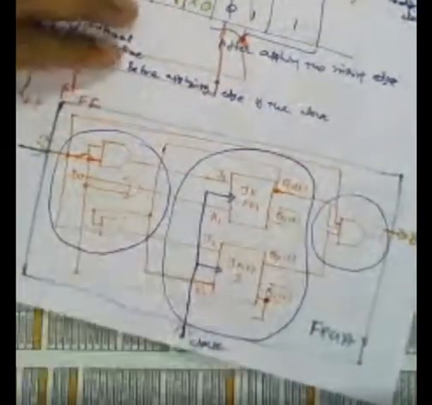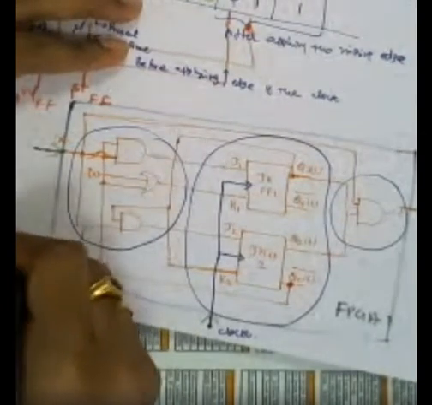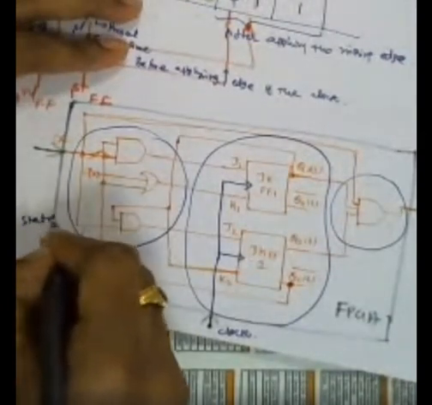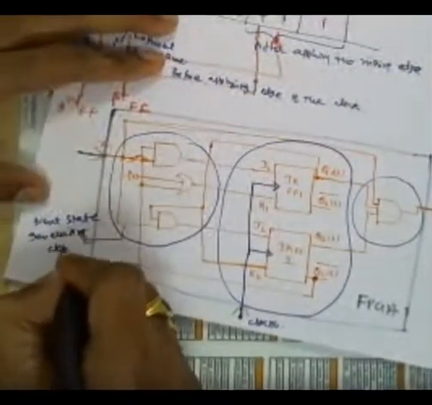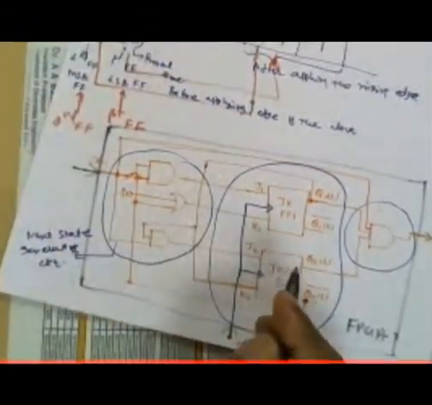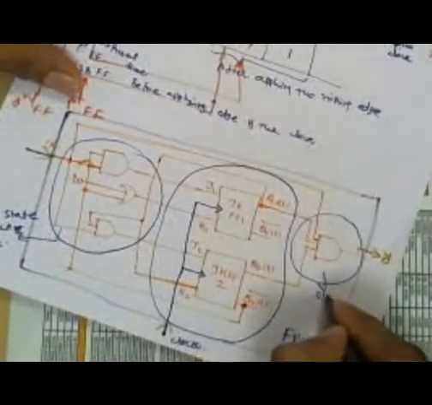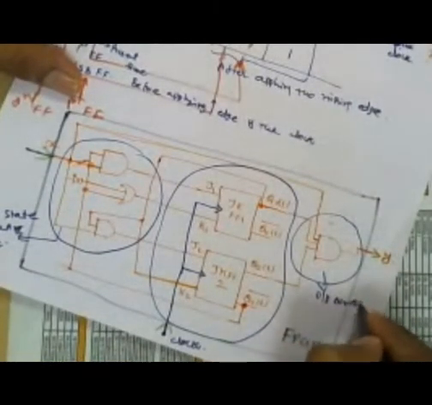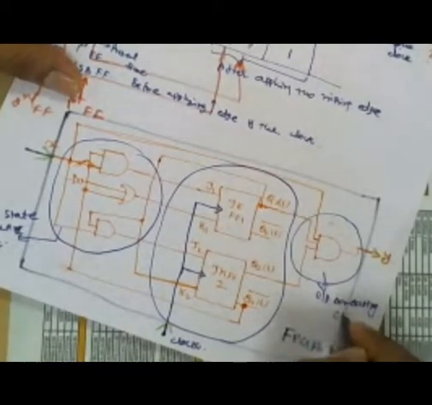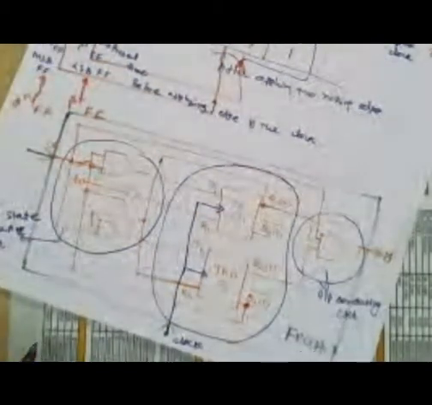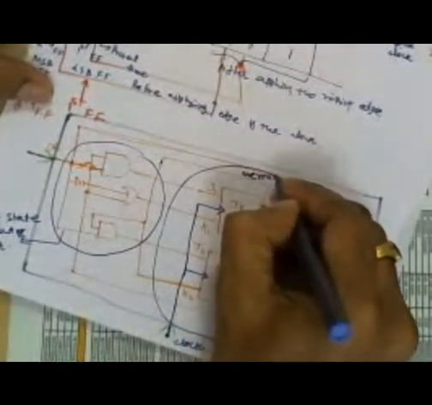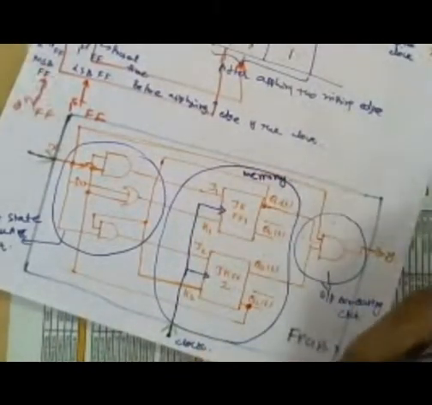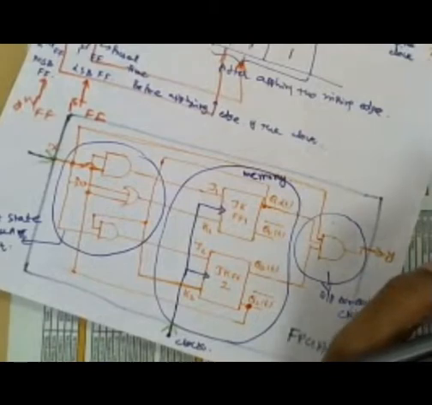See, this combinational circuit is the next state generating circuit. This is nothing but the output generating circuit now. Correct? And this is nothing but memory, because it retains your state until you apply another clock now, right?